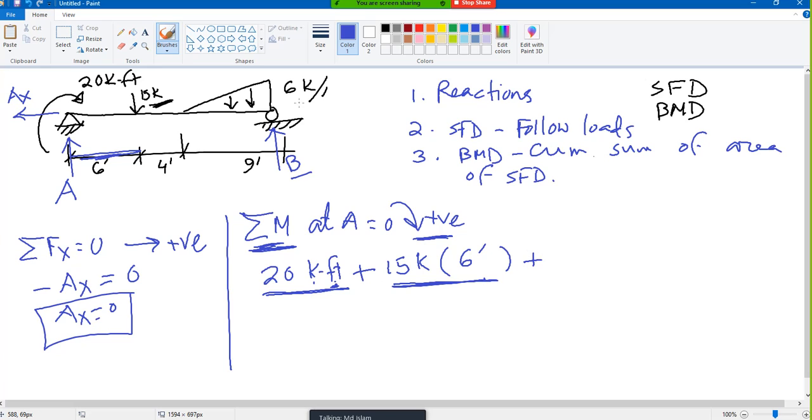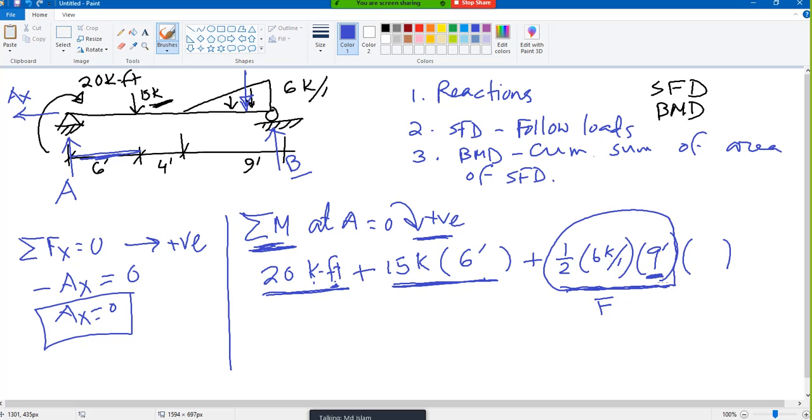My next force is this 6. It is a triangular force. So I need to make it the equivalent single load. What is the value of equivalent single load? Half, 6 kip per feet, 9 feet. Now this portion is only the force. Many times I saw that students forget to multiply by the distance. When they did it, they thought, okay, this is 9 feet, I already multiplied by distance. But this combined part is your force. So you have to multiply the distance again.